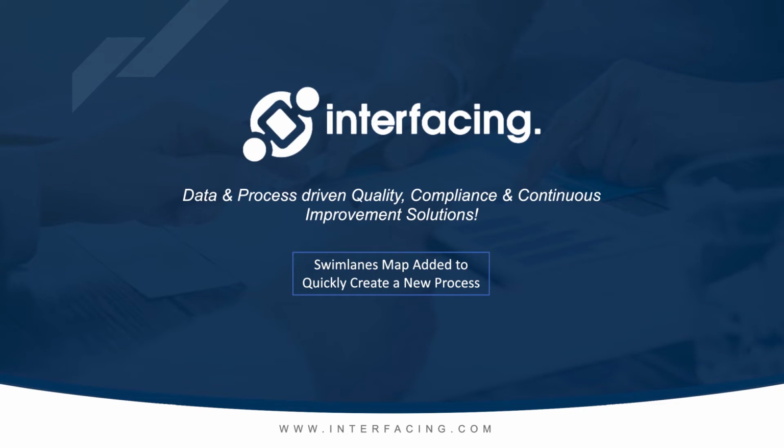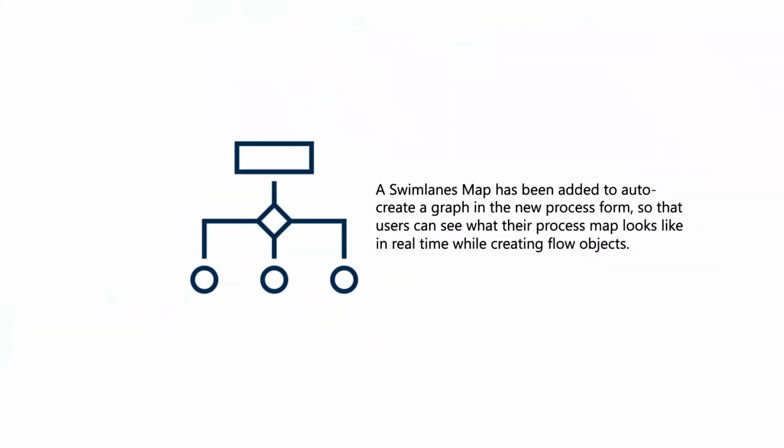Swim lanes map added to quickly create a new process. A swim lanes map has been added to auto-create a graph in the new process form so that users can see what their process map looks like in real time while creating flow objects.